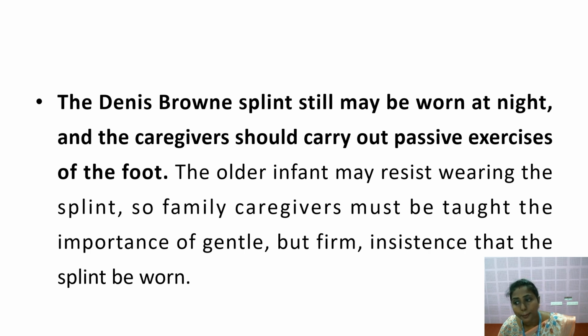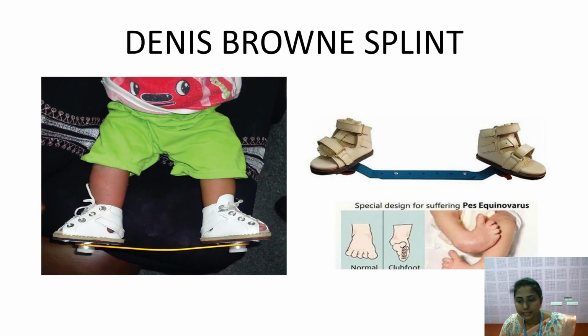Next, we have to provide passive exercises of the foot. Passive exercises means the parents or caregivers will give the exercise. They will exercise the toes in order to prevent contracture. This is the Dennis Brownie splint. After the cast application, you have to wear this splint. There will be a rod between the two shoes. With a club foot, they will do the manipulation, then apply the cast, and after that ask the caregivers to make the babies wear this Dennis Brownie splint.